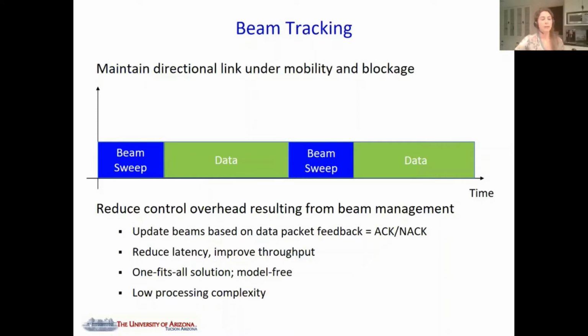And we are looking into coming up with a one-fits-all model-free solution, meaning that we will be making no assumptions on temporal channel models or user mobility, etc. And we're also looking into designing a low-complexity solution.